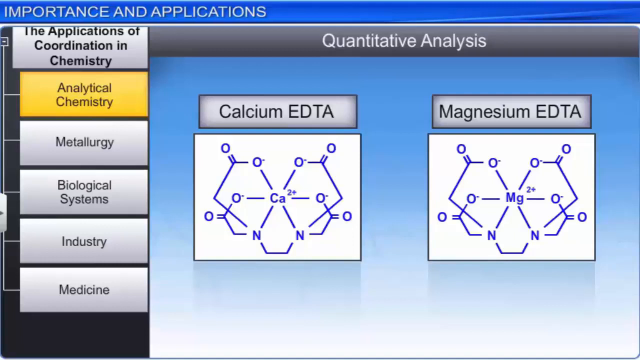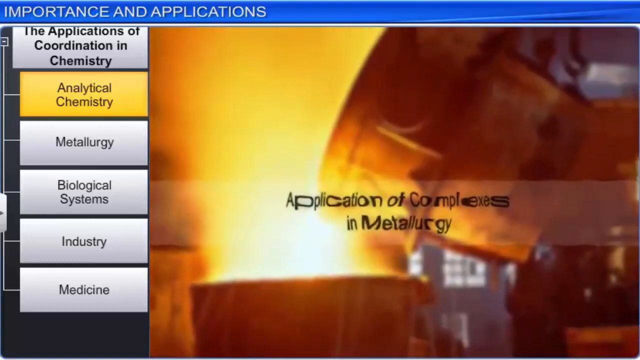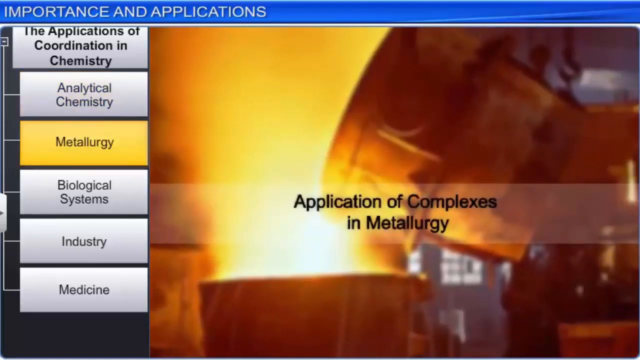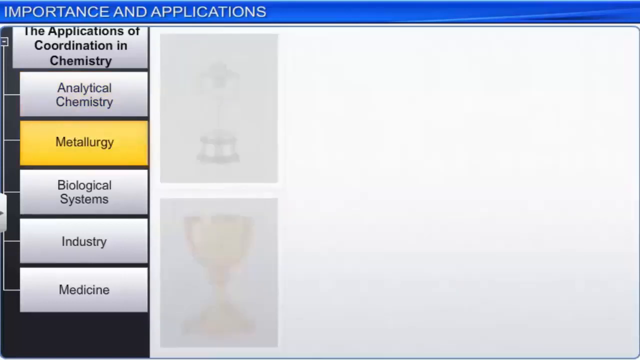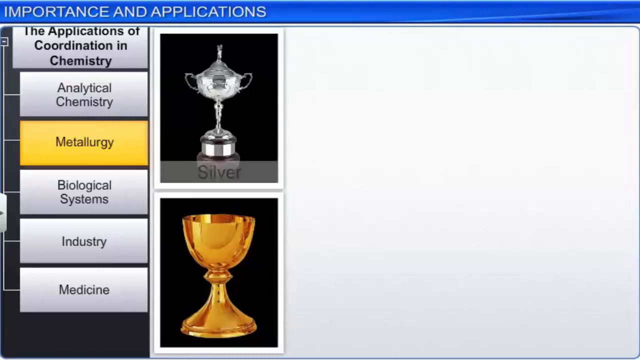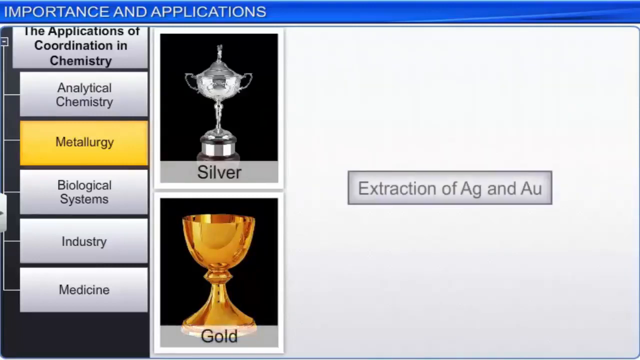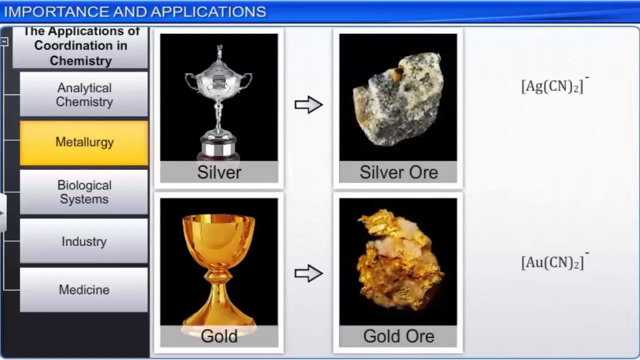Now let's see the application of complexes in metallurgy. Noble metals like silver and gold are extracted from their ore by the formation of cyanide complexes: dicyanoargentate(I) and dicyanoaurate(I). The metals are displaced from the complex in the solution by zinc.